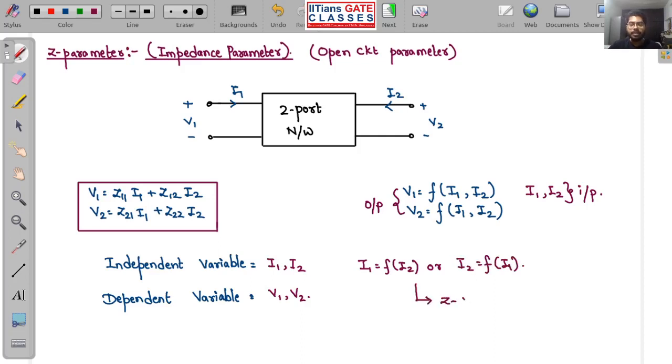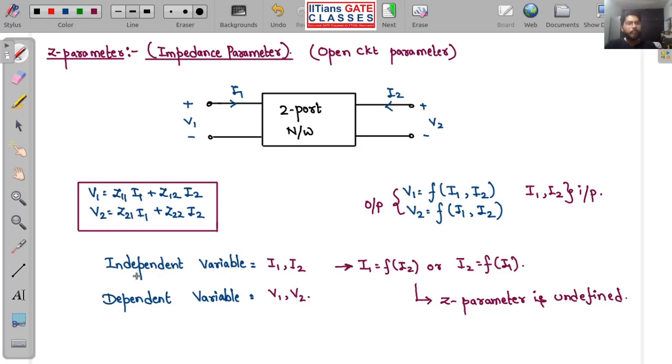The Z parameter is undefined for such cases where my independent variables I1 and I2 become dependent on each other. In that case, or in that circuit, I cannot write two port equations. Okay, so note this thing also.